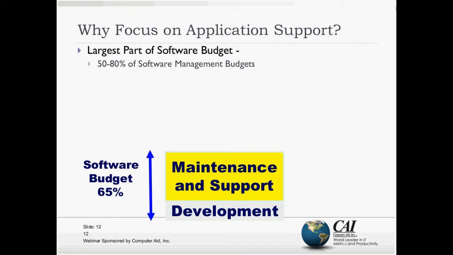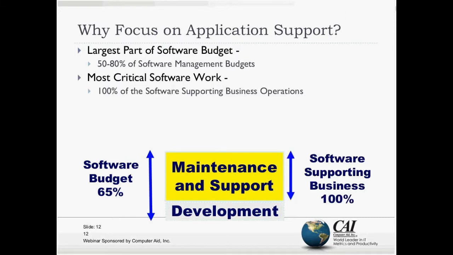Okay, so why the focus on application support? Well, the largest part of most software budgets is actually supporting the infrastructure and supporting management. Typically, 65% of budgets are for software. The other part with application support is that 100% of the business is up and running on those applications. We have a lot of projects in flight, but the business doesn't run on those projects until they're implemented. So focusing on the actual applications that are in production is pretty critical.